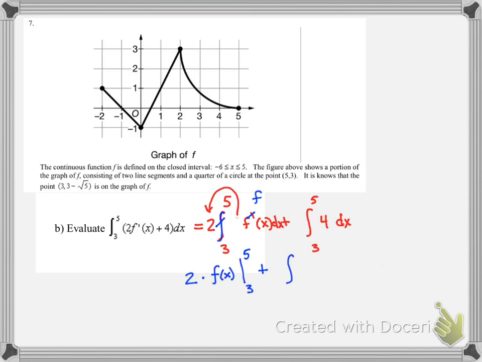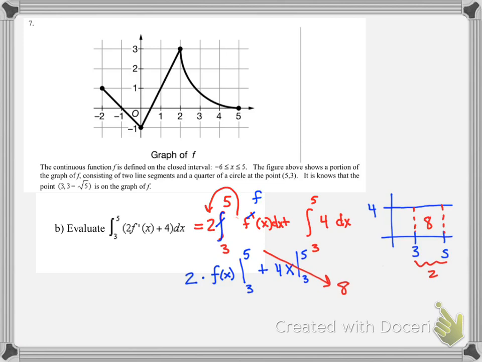So you could actually do that math. That would be, of course, 4x from 3 to 5. Or you could just think about a line 4 high, looking at it from an x of 3 to an x of 5. It's pretty easy to see the area that way is this base of 2 times that height of 4 is 8. So instead of doing that, I'm just going to say, hey, that part of it's 8.